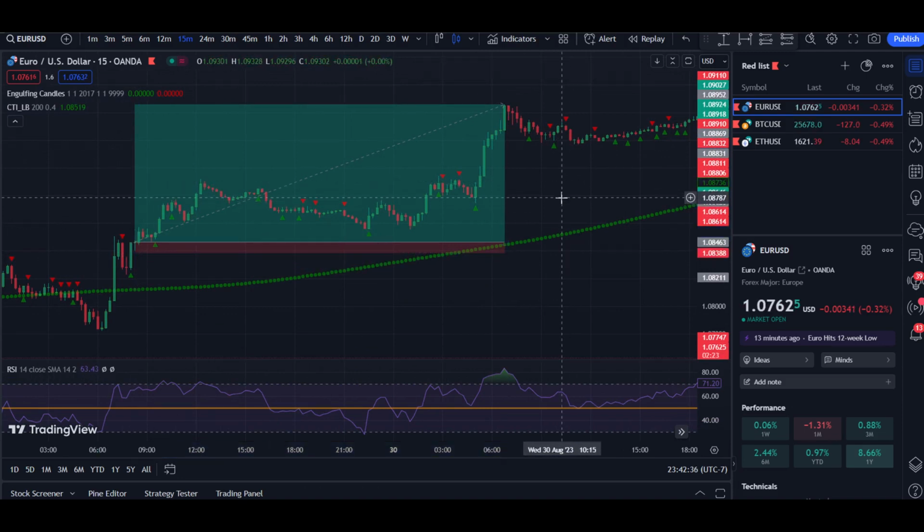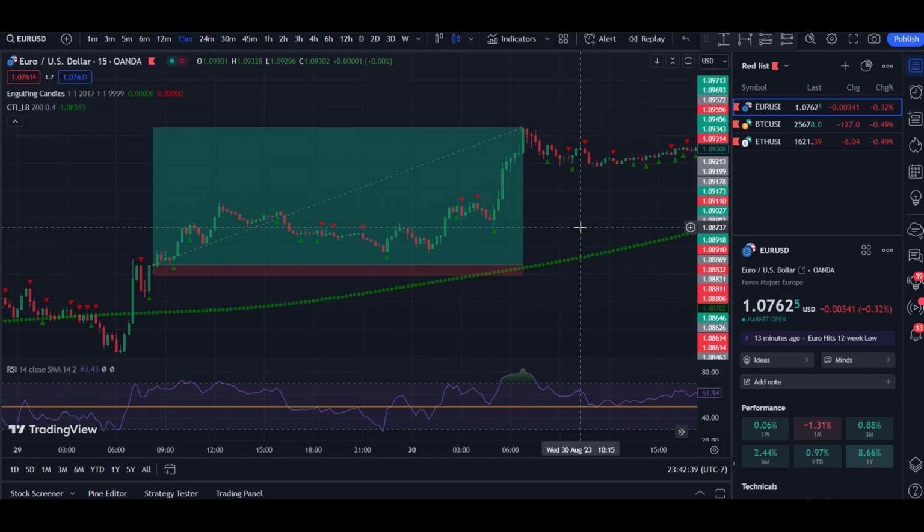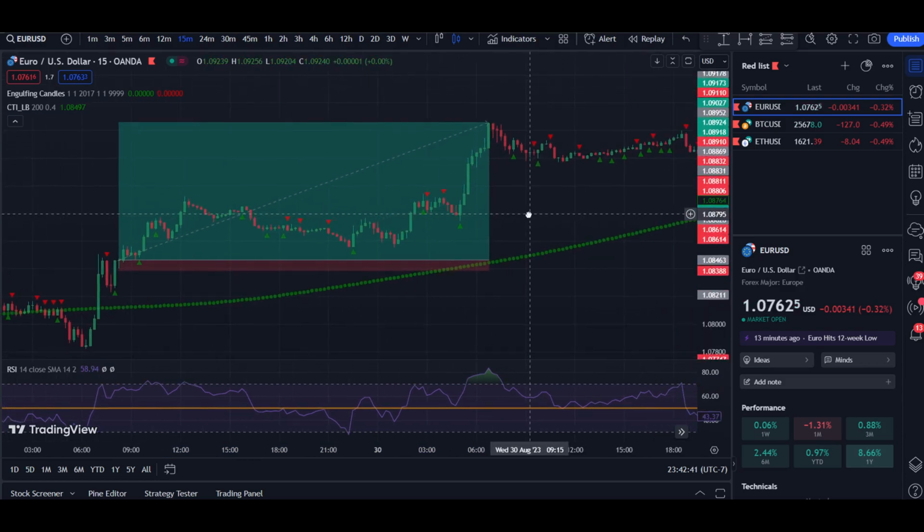Again, my main priority is capital preservation. We want to avoid the losing trades more than we want to try and make the bigger trades. So as you can see, we have our first successful trade right here.